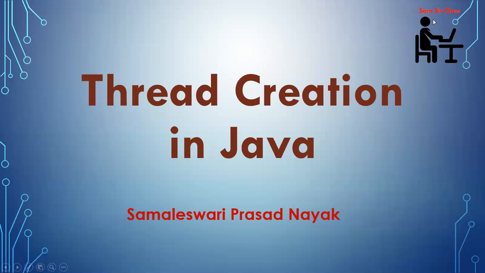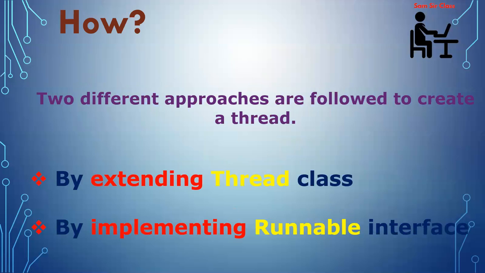Hello everyone. Through this video, we'll discuss how to create multiple threads in Java. In the last video, we discussed the life cycle of a thread. That means one thread can be present in any of the five states: new state, runnable state, running state, blocked state, and terminated state. Now today we'll discuss how we can create multiple threads.